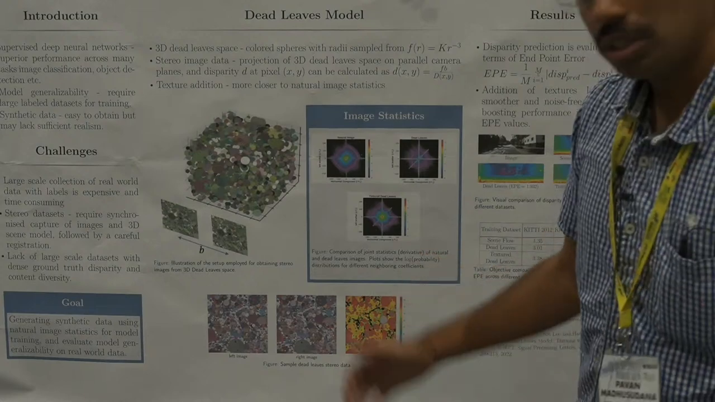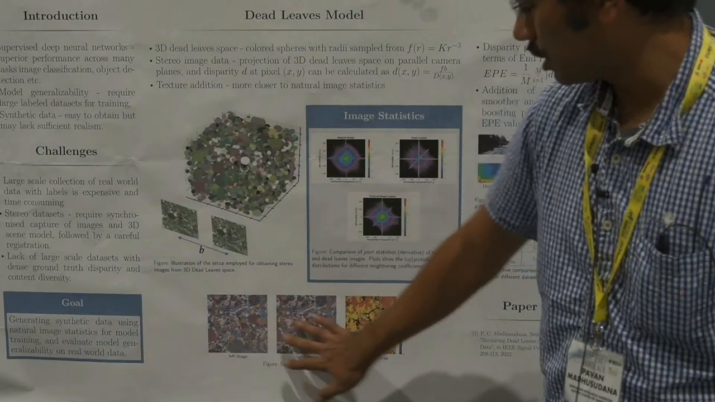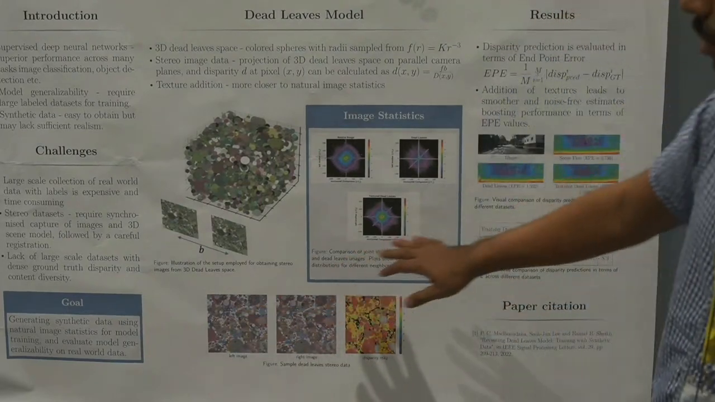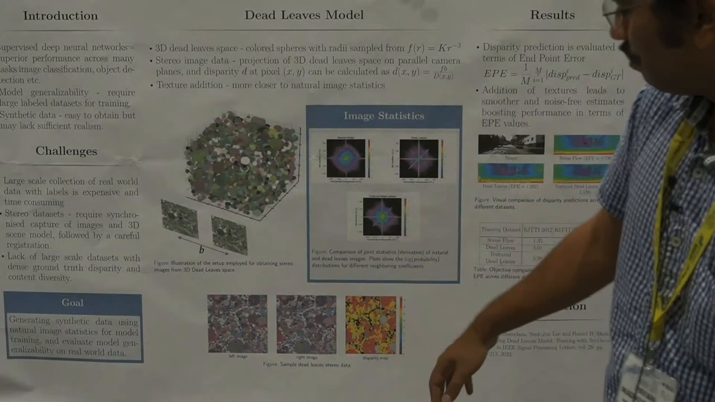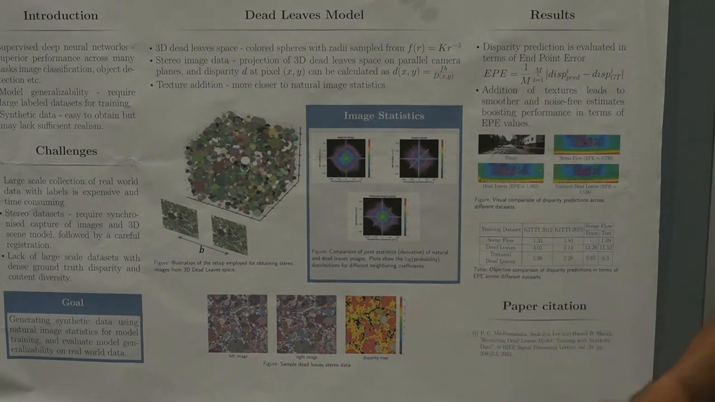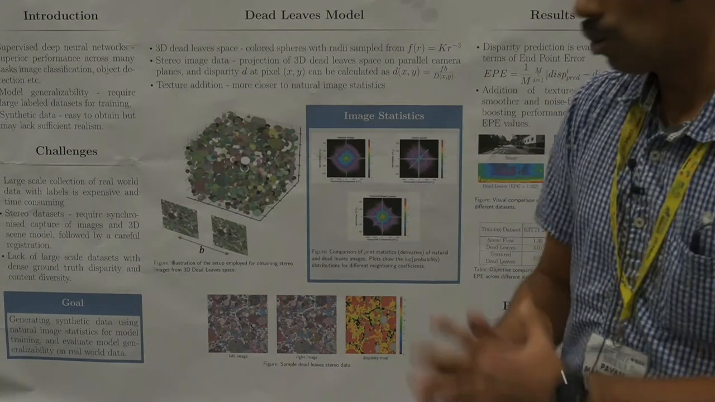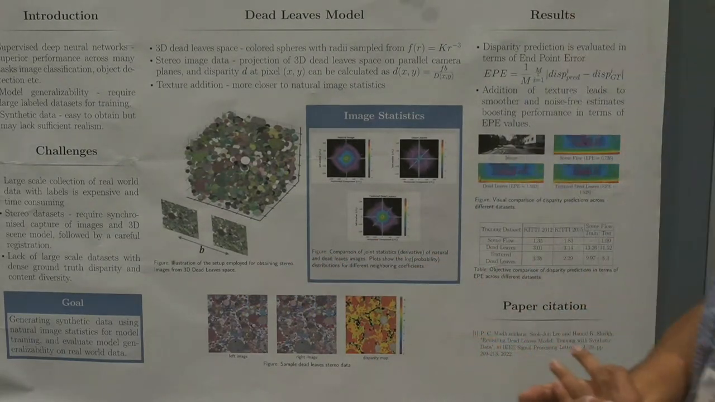The main motivation of using the dead leaves model is that when we observe the statistics of the generated images, they resemble very closely those of natural images, as shown over here. In the sense that when we train a model purely on synthetic data, the goal is that it is possible to generalize well on realistic data.